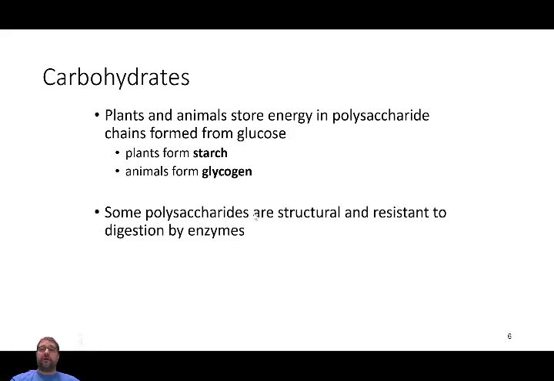Some polysaccharides are not based on energy storage but rather on structure, and you can find those in both animals and plants. So it's not just starch and glycogen, but there are other ways that you can manipulate glucose molecules to form structural support. The neat part is these long polysaccharides are also resistant to most enzymes. So it's hard to digest them. It's hard to break them down.